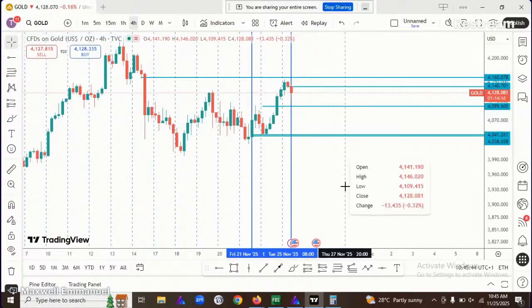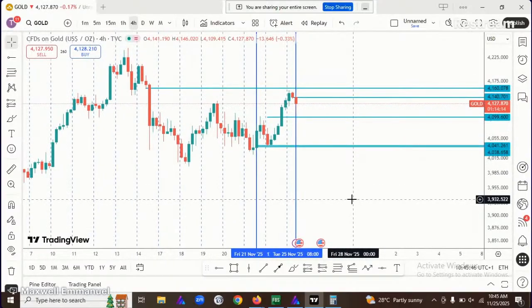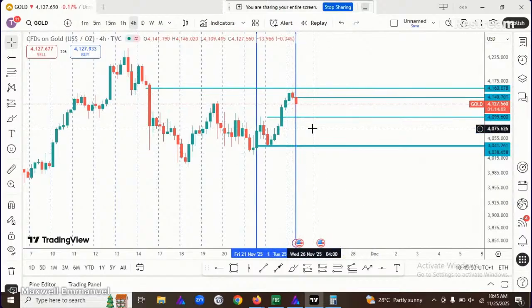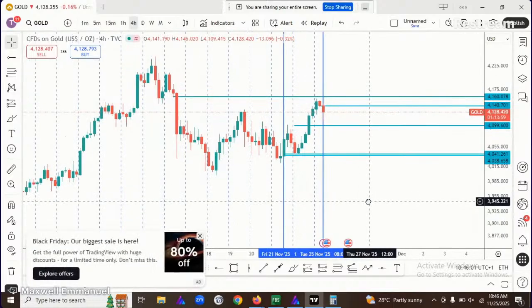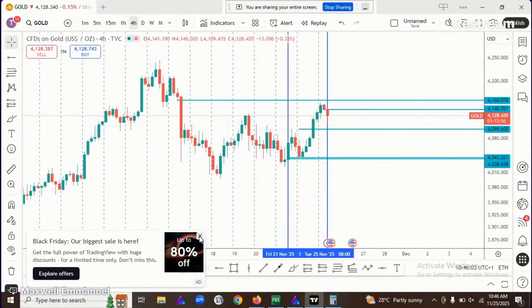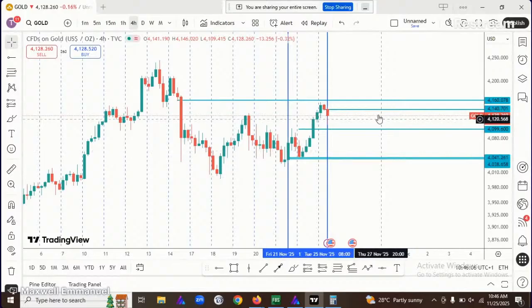Though the trend is bullish for the day, we might see retracement before the major news. That's my take on gold. So I'm looking for sell opportunity. That is, if price goes back to my entry level, I would sell gold.